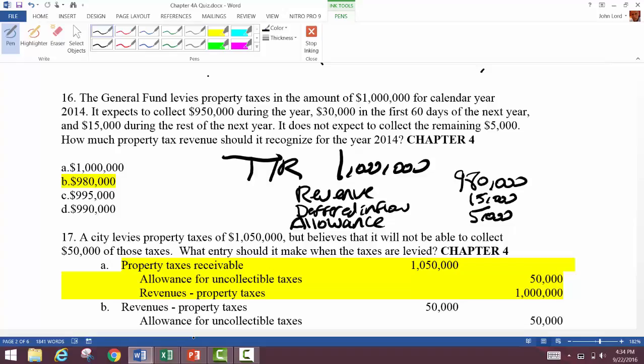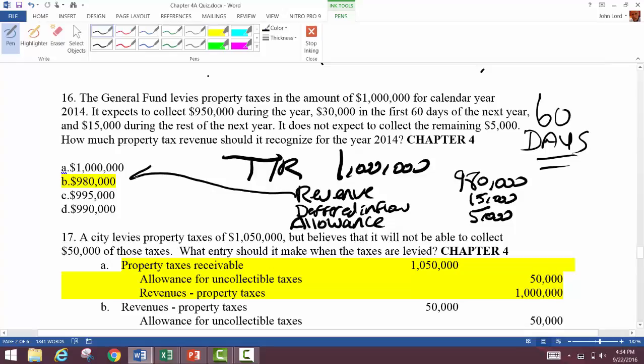Let's take a look at this one. General fund levies property taxes in the amount of $1 million. It expects to collect $950,000 during the year, $30,000 in the first 60 days of the next year, and $15,000 during the rest of the next year. And we need to be more careful to call out that that's how many days requirement are we using here? 60 days. Okay, I'll make sure the problems say that. So this one's a piece of cake for you guys, isn't it? Compared to some of those other ones. We set up the taxes receivable. We set up the revenue, and the amounts that are falling outside of the 60 days is what? Deferred inflow, right? Okay, so that amount is revenue.